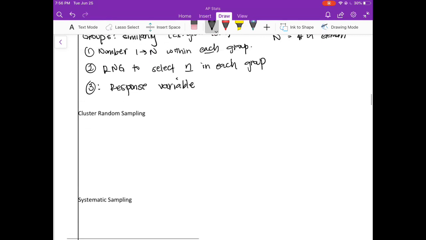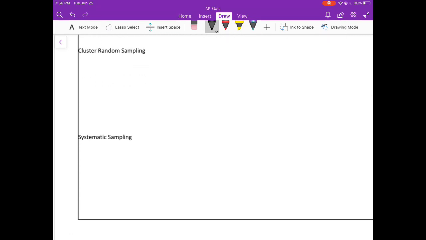Okay. Now we're going to move on to cluster random samples. So cluster random samples means these groups are heterogeneous or representative of the entire population. So this is like a group that is very diverse, very representative of the population, and we pick a few groups and we would survey every single person in that group.